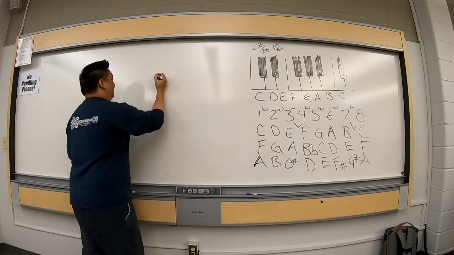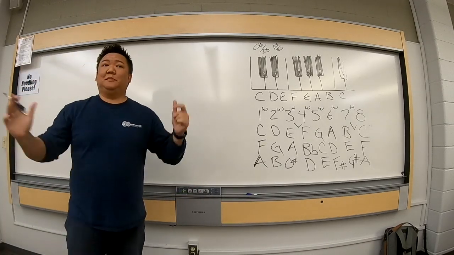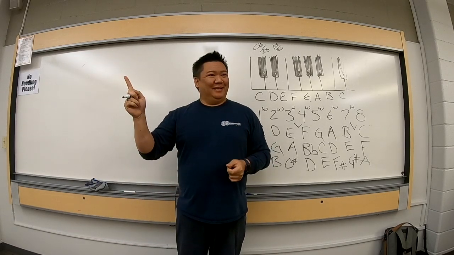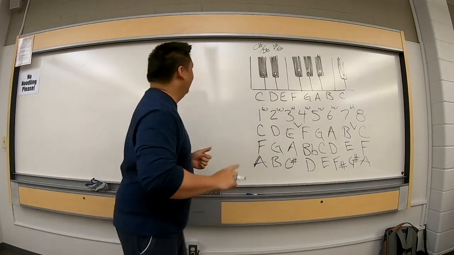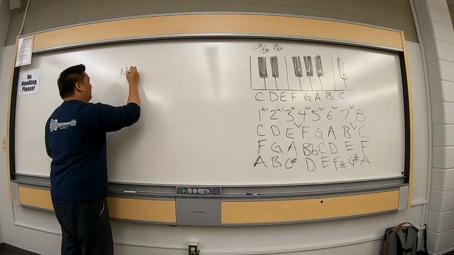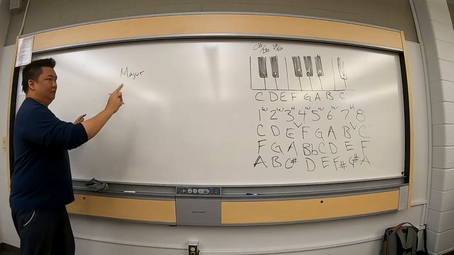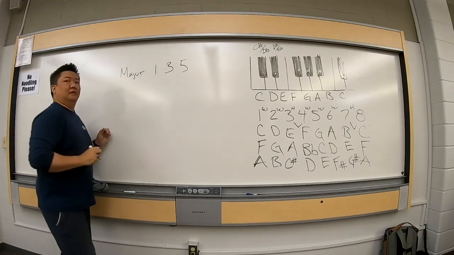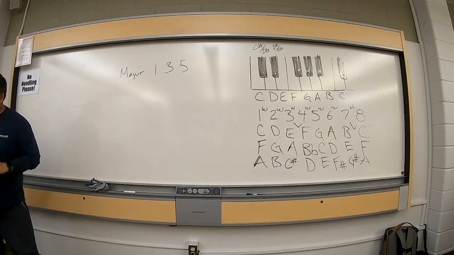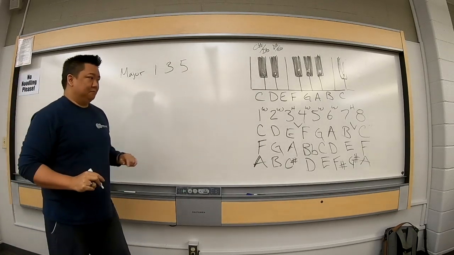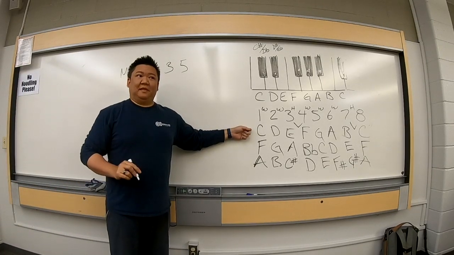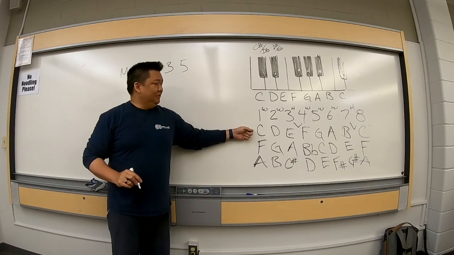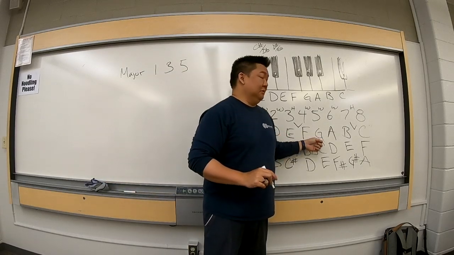A major triad, or let's say a C major chord. What's the difference between a note and a chord? A note is one, and a chord is a combination. Good. So a major chord is equal to the numbers 1, 3, 5. That means if I'm in the key of C and I want to play a C major chord, what notes would that consist of? C, E, and G.